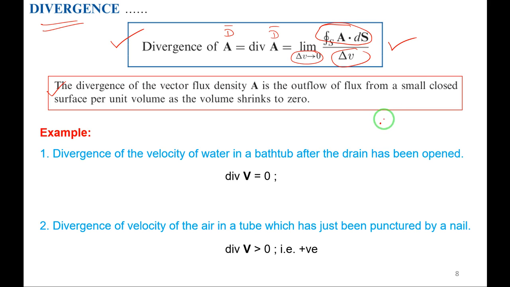If it is force, it will tell the spreading nature of the force or velocity or temperature gradient in different directions, right? So we will take two examples to understand the divergence here. The divergence of velocity of water in a bathtub after the drain has been opened. Okay, we'll take this scenario.